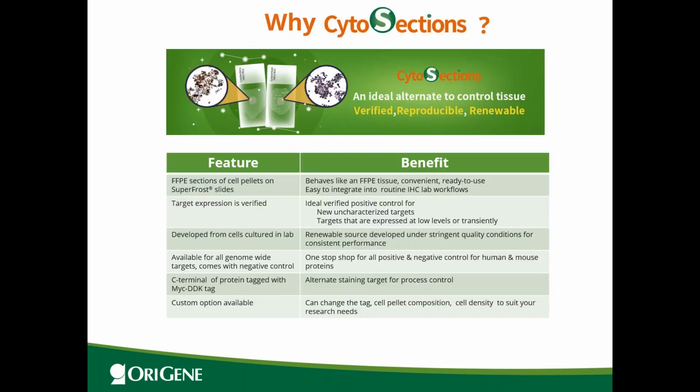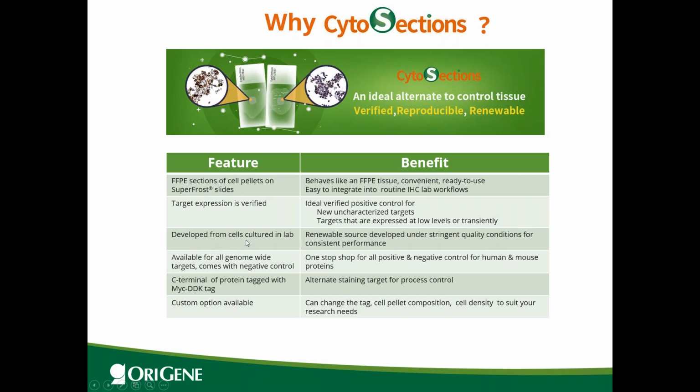Now, why do customers love a cytosection? First, it behaves like an FFPE tissue, and it's convenient and ready to use, and hence it's easy to integrate into their routine immunohistochemistry lab workflows. They don't have to do any new standardization of process because it behaves like an FFPE tissue. Second, the target expression is verified. Hence, it becomes an ideal positive control for immunohistochemistry experiments.